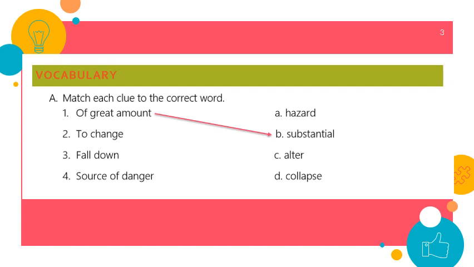Okay. 2, to change. To change is alter. 3, fall down. Fall down is collapse. And the last one, which is source of danger, it is hazard. So this is the answer for exercise A. Let's move to exercise B.